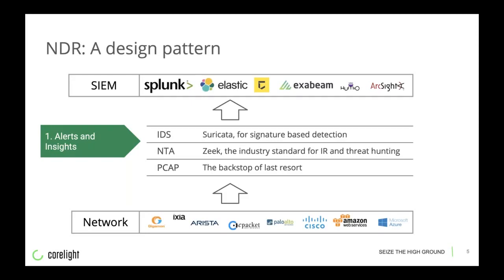So the design pattern for an NDR looks something like this. At the bottom you have a tap or a span port that's usually fed through some kind of a packet broker. In case of AWS or any of the cloud providers, it'll be the cloud native tap. We call it traffic mirroring. This will feed your passive visibility stack, right? So now we're talking passive visibility, not active visibility, not firewalls and IPSs and so on.